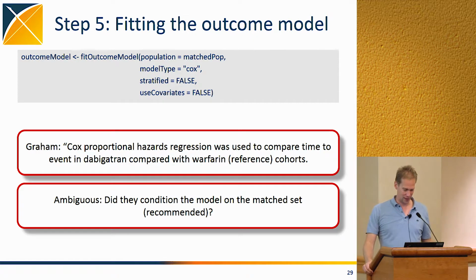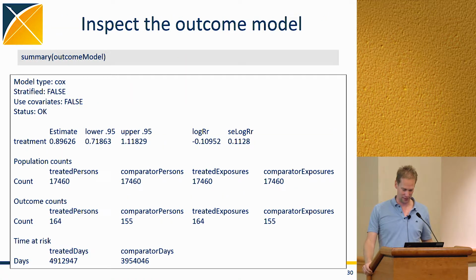So what we observe here is that the Bickerton group actually had more outcomes, but they also had more time at risk. And so if you compute the incidence rates, you see that actually the incidence rate in the Bickerton group was lower than in the Worfen group. And in this reproduction, they were very closely aligned to what was reported in the Graham study.